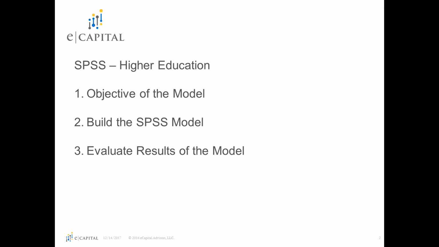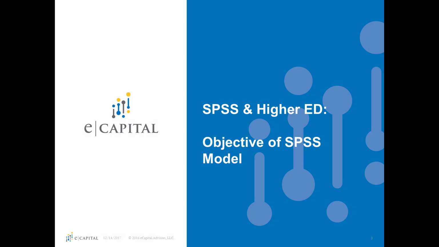There are 3 steps to this demonstration. We're going to talk about the objective of the model. We'll build a very simple model within SPSS, and then we're going to evaluate the results. The objective of this model is to determine why students are or are not enrolling into a particular university. We'll be using historical data within SPSS to make these evaluations.